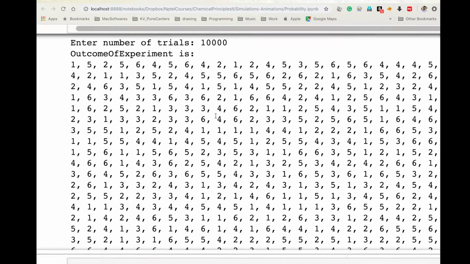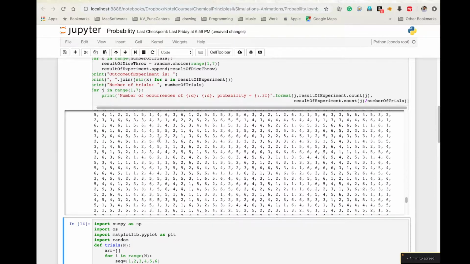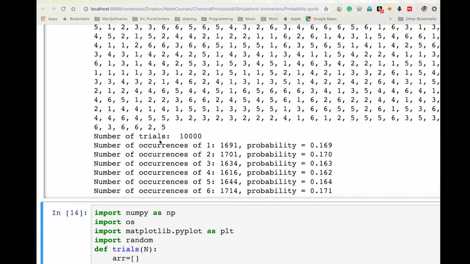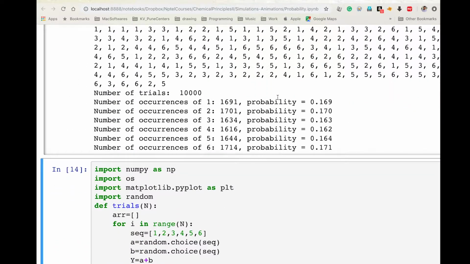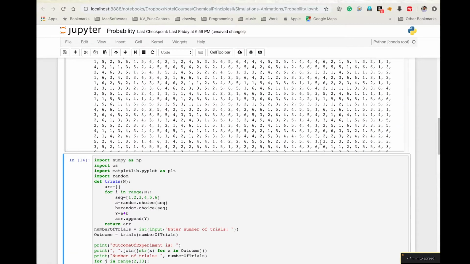And these are the outcomes that we got. As you can see, 1, 5, 2, these are the outcomes that we got, and at the end of our outcome we will have the probabilities, which is mentioned here. Now, you see most of the probabilities are very close to 0.167, 0.169, 0.170 and things like that. Now, this is nothing but 10,000 times, right.